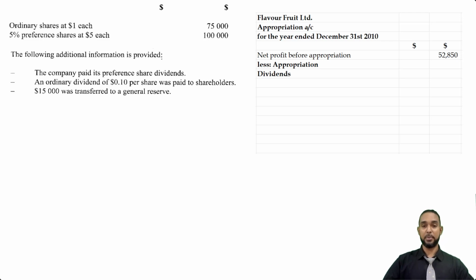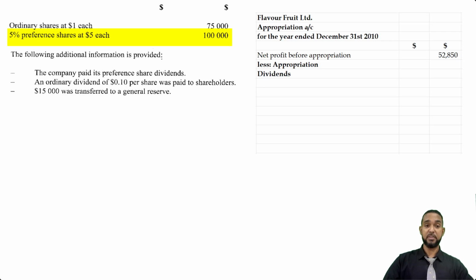Now, I like to start with dividends, but honestly, there's no one right order to the appropriation items. The only exception I would say to that is I prefer to show my preference dividends before ordinary dividends, because preference shareholders are paid their dividends before ordinary shareholders. They are preferred in terms of dividends. Okay, now let's go up to the trial balance to see what's going on there. So it says here we have 5% preference shares at $5 each, valued at $100,000.